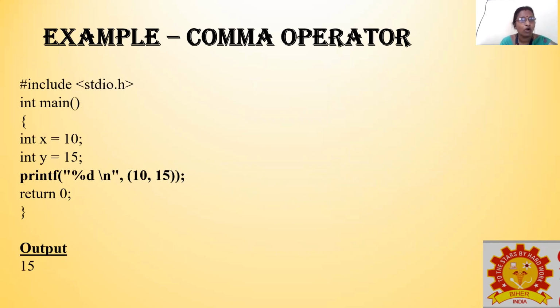Next, see the comma operator example. #include <stdio.h>. We are including the standard input output header file. In int main, we are declaring the integer variable x with value 10 and y as an integer variable assigned a value 15. Then we are printing the value of (10, 15) using the comma operator. So the rightmost value, that is 15, will be the output, printed on the screen.